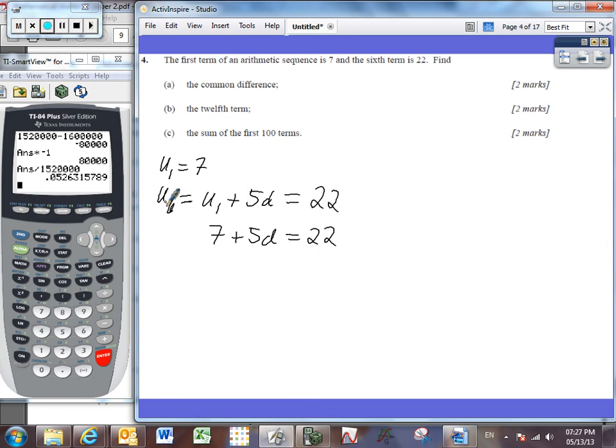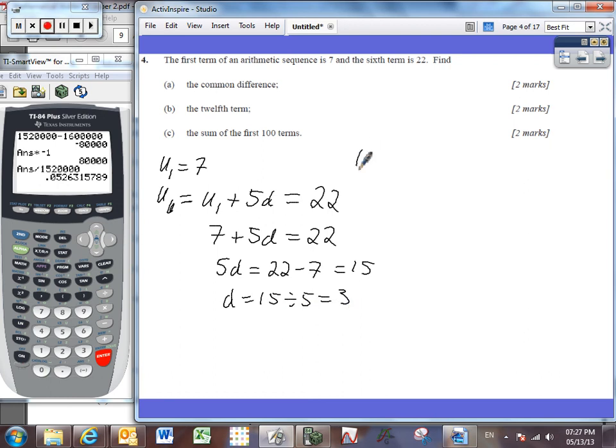Okay, so looking at u6, by replacing u1 with 7, and realizing u6 is u1 plus 5d, we're able to come up with an expression for 5d. If I bring the 7 to the other side, it becomes a -7, which is 15. And then let's divide both sides by 5, and we end up discovering that d is equal to 3. Now let's find the 12th term.